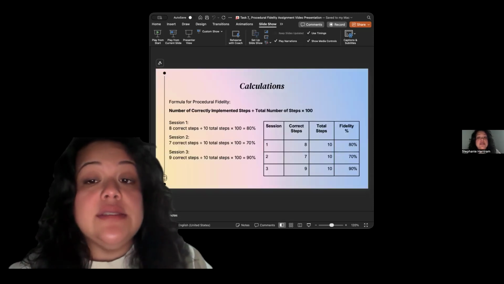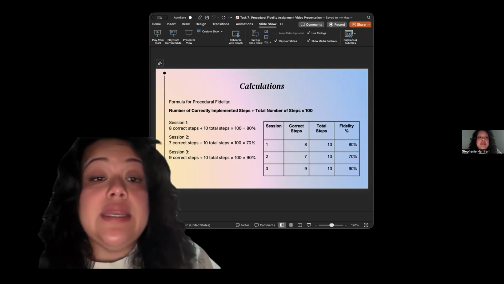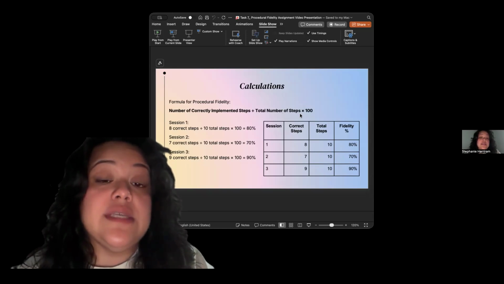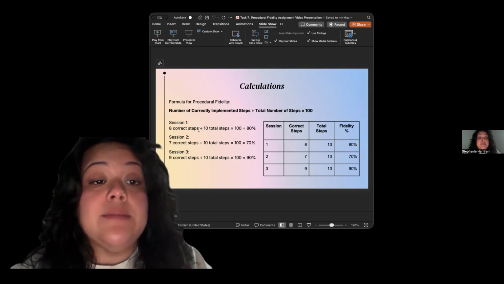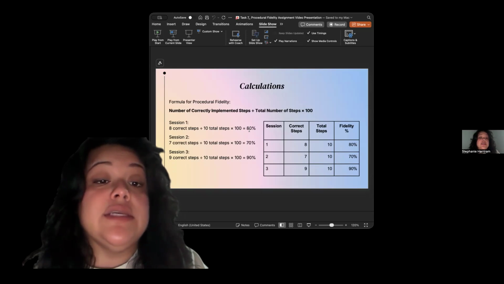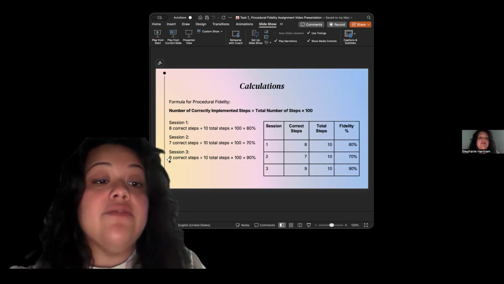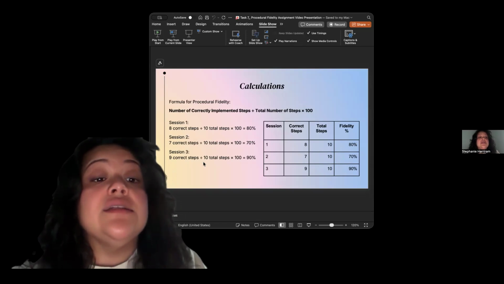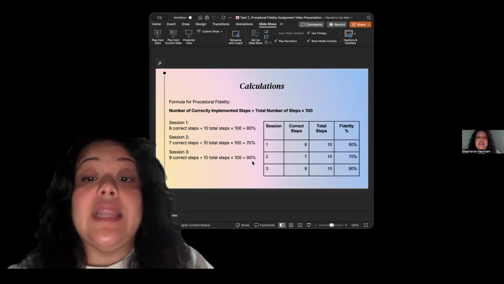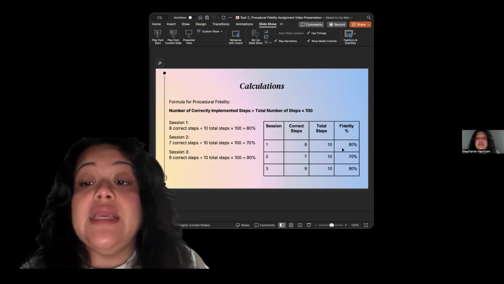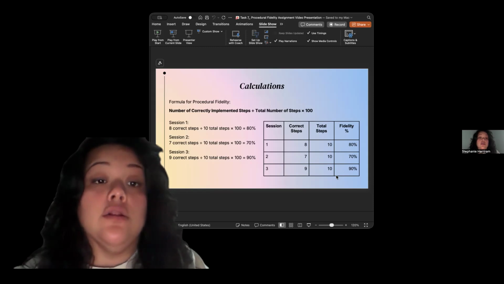Now, for our calculations, procedural fidelity was calculated by dividing the number of steps correctly implemented by the total number of steps and multiplying that by 100. So for session 1, we did 8 correct steps divided by 10 total steps times 100 to get 80%. For session 2, we did 7 correct steps divided by 10 total steps times 100 to get 70%. And for session 3, we did 9 correct steps divided by 10 total steps times 100 to get 90%. So this resulted in fidelity scores of 80, 70, and 90% across all 3 sessions.